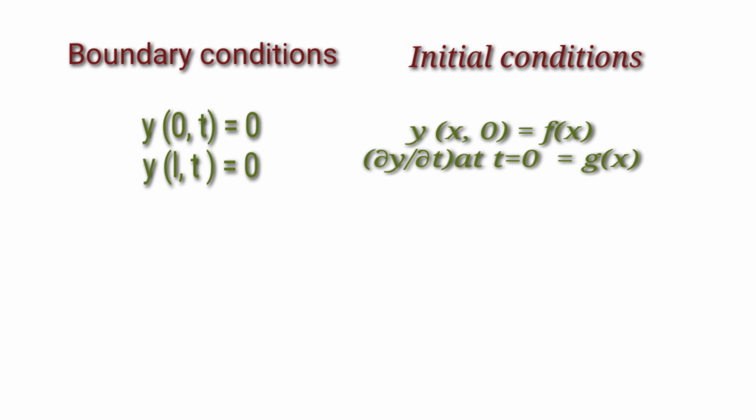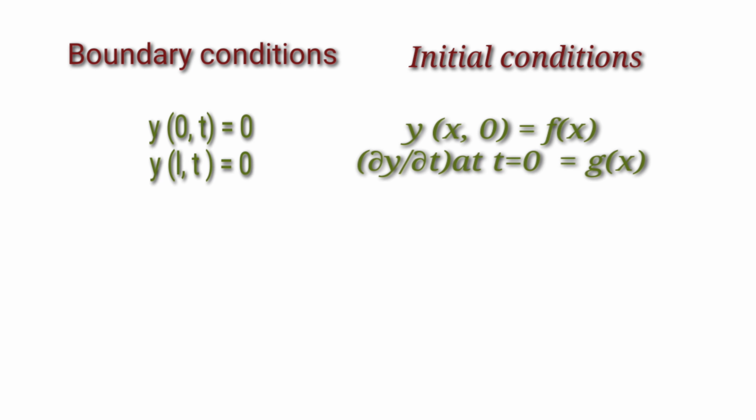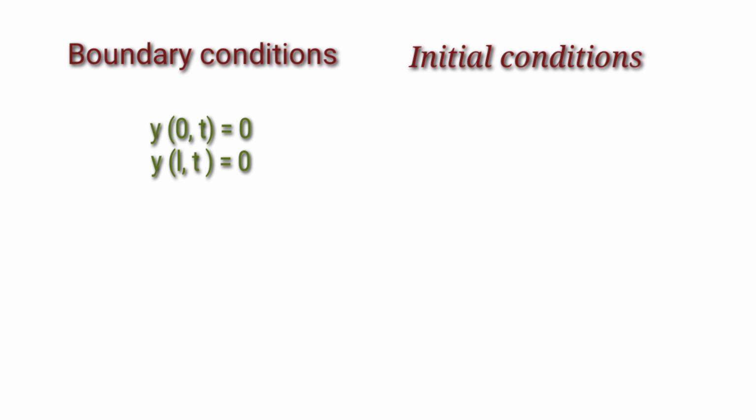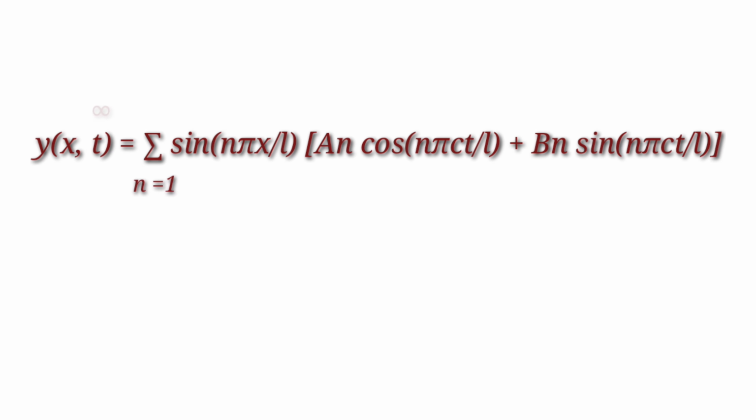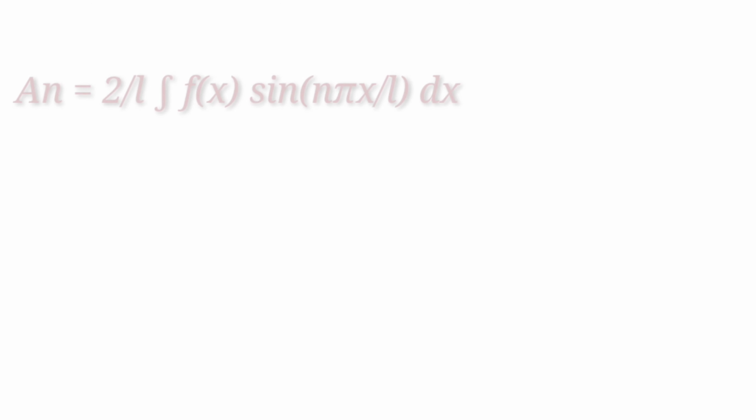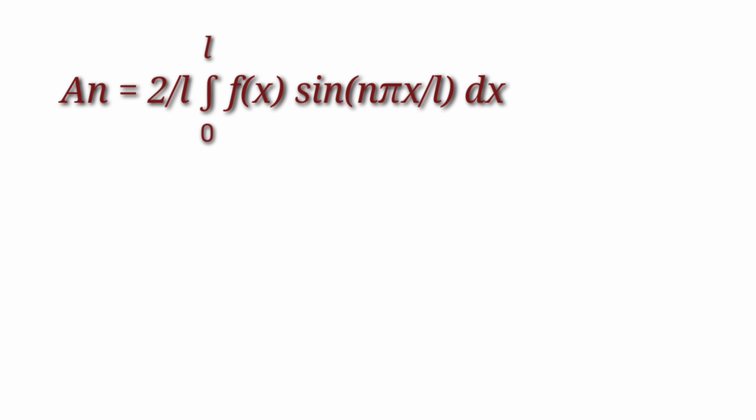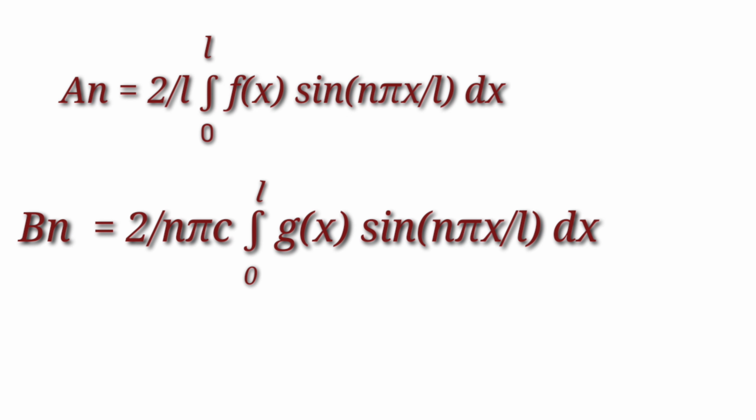By applying the boundary and initial conditions, we got the solution of the wave equation as y of x,t is equal to sigma n equals 1 to infinity sin(n pi x by l) into (a n cos(n pi ct by l) plus b n sin(n pi ct by l)). Here we can find a n by using a n is equal to 2 by l integral 0 to l f of x sin(n pi x by l) dx. Also b n is 2 by (n pi c) integral 0 to l g of x sin(n pi x by l) dx.